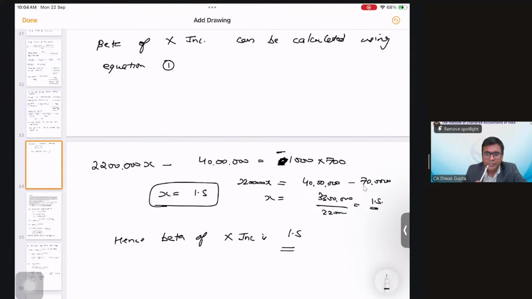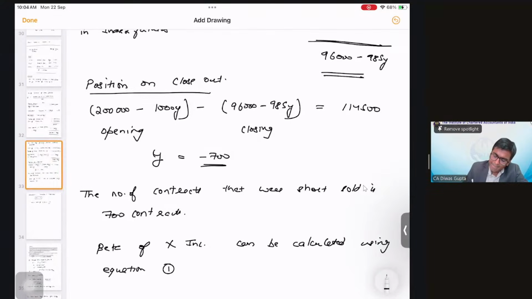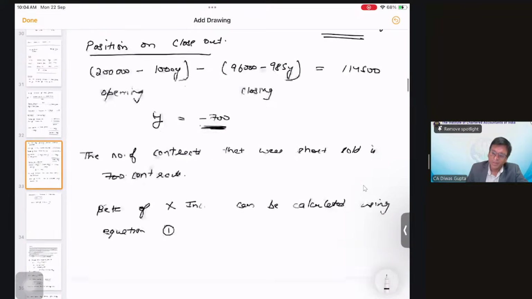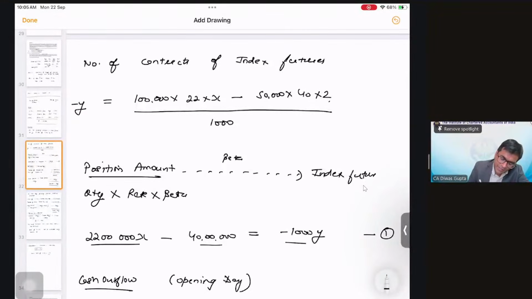So minus 1000 into minus y. Y would be minus 700. Okay, no, we will not take twice this minuses, na. See, y is already minus 700. For doing the short position, we have only taken this minus once. I think you're taking minus twice, and hence you are getting the other answer. You should not take it twice, because it is only once that you will take minus.